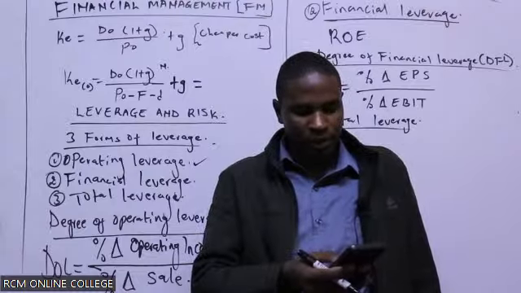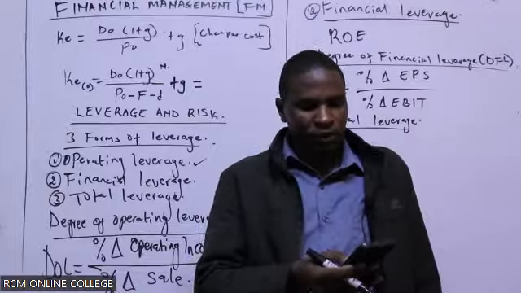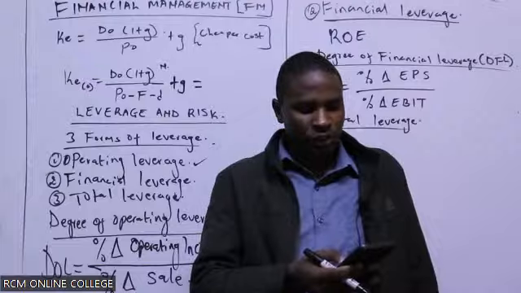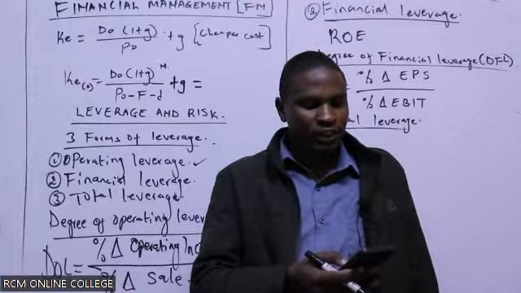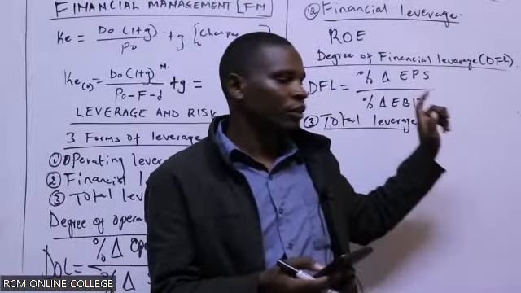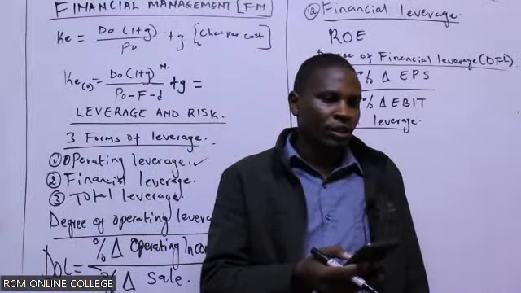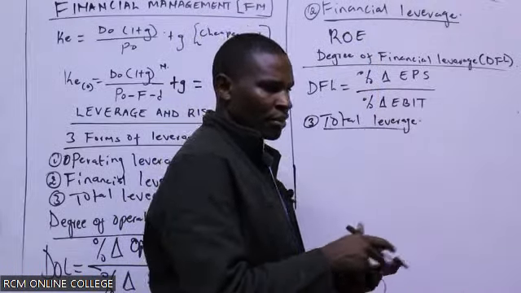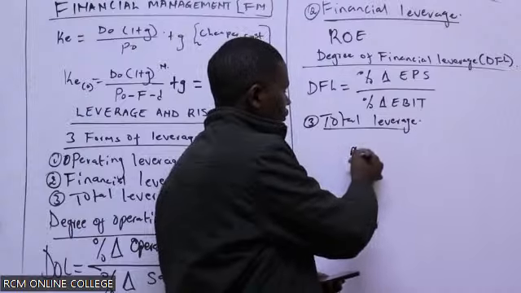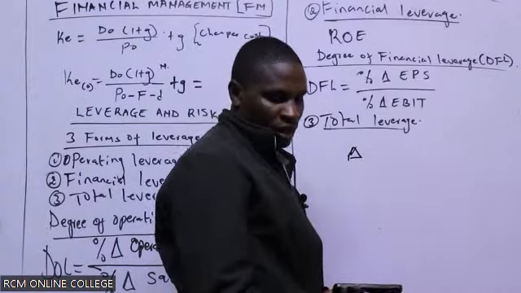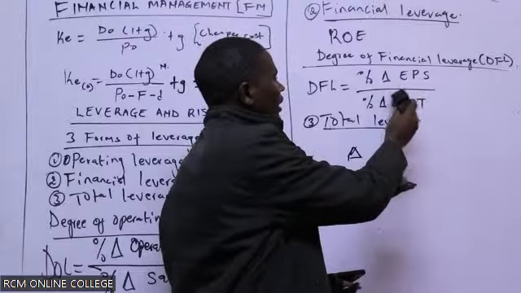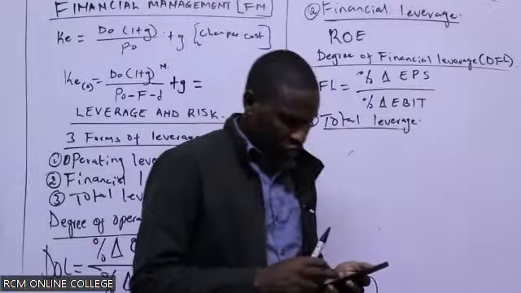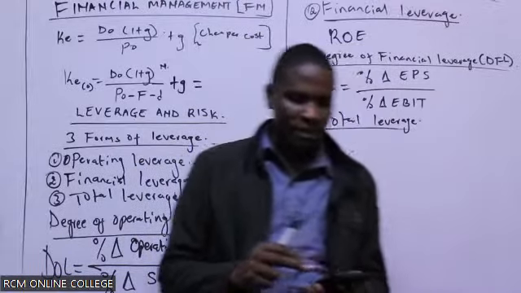You say that it indicates how a company's EPS can change in response to a change in EBIT. Kumbuka hii ni ile symbol ya change. I hope you people remember the symbol of change. Just a triangle. That triangle is a change. Then in earning before interest and tax. A change in EBIT due to the presence of debt.